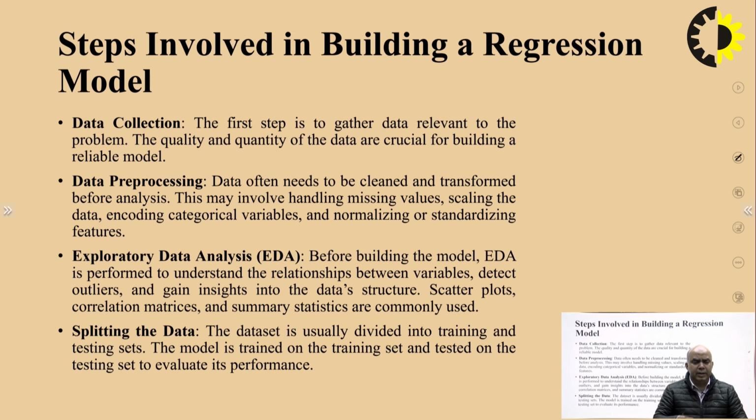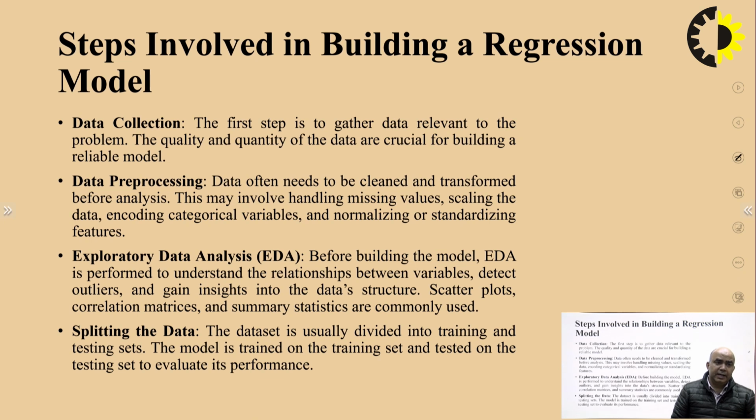Otherwise, if fewer values are missing, then we simply delete those values. We use encoding, normalization, and standard features. Then we perform exploratory data analysis. Before building the models, EDA is performed to understand the relationship between the variables, detect the outliers, and get insights about the data and what kind of data it is. On the basis of that, the correlation matrix is created. After that, we understand what kind of data we have.